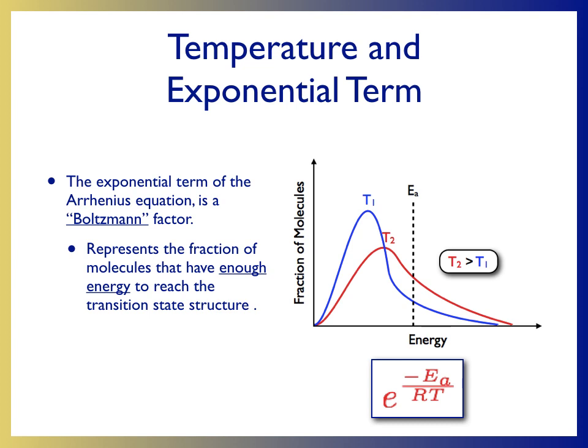In the picture to the right, we show that the red curve, which represents T2, is at a higher temperature than T1. We know this because the distribution of kinetic energies is broader, and the most probable kinetic energy, which is represented by the peak of the curve, is at a higher kinetic energy than for the blue curve, which represents the distribution of kinetic energies at a lower temperature. Also shown on this plot is a dashed line that represents the activation energy for a given reaction.